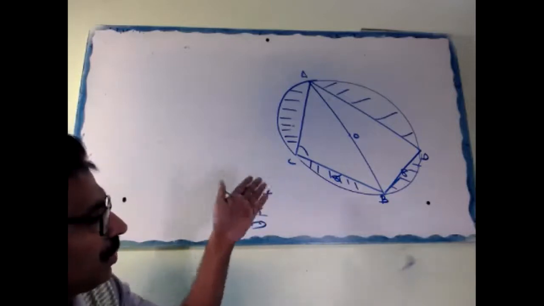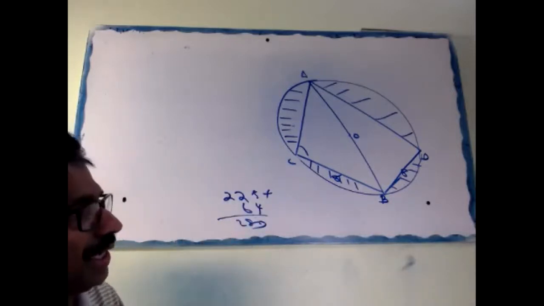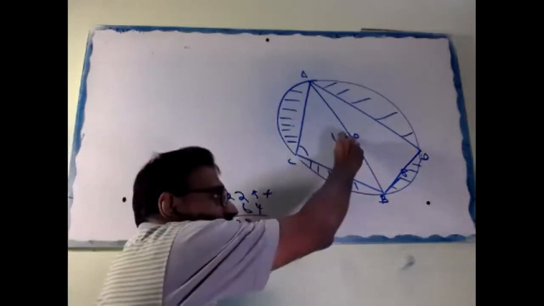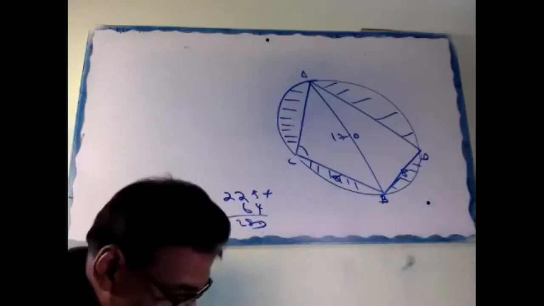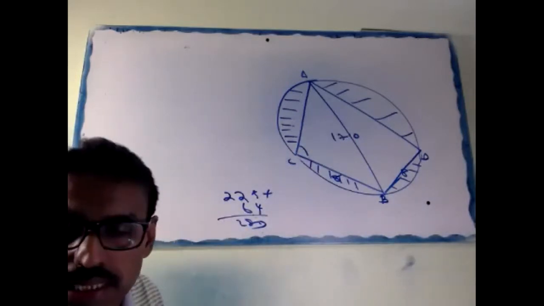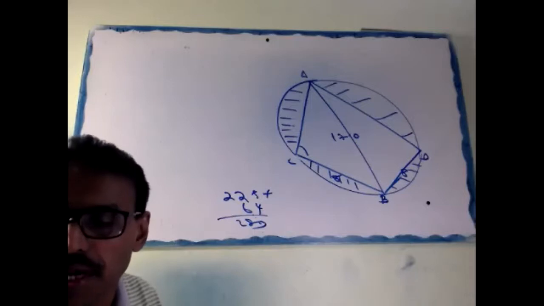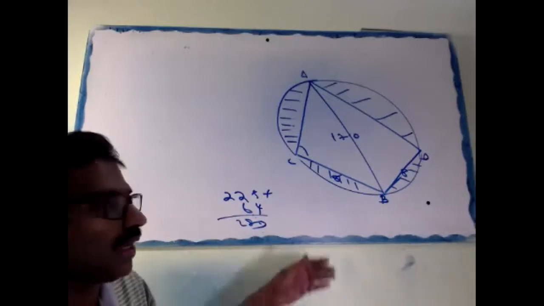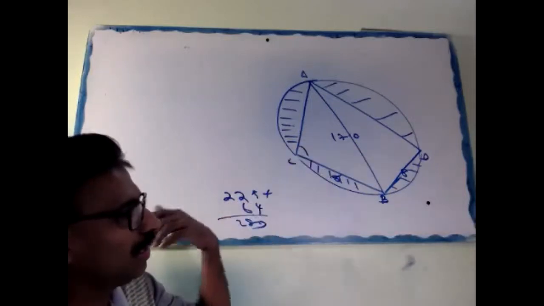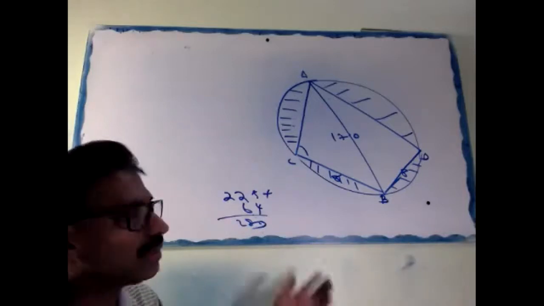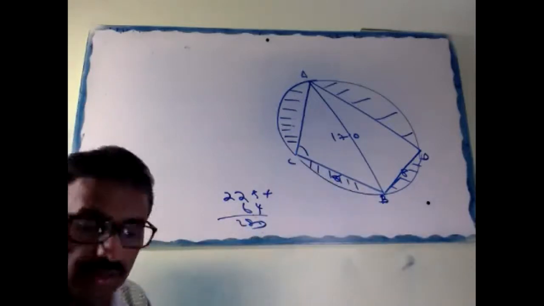So now here, 225 plus 64 is 289, root is 17. Now you find the area of the circle: pi r square, pi value 3.14. Then area of triangle, half base into height. This is also half base into height. Okay, you get the answer.